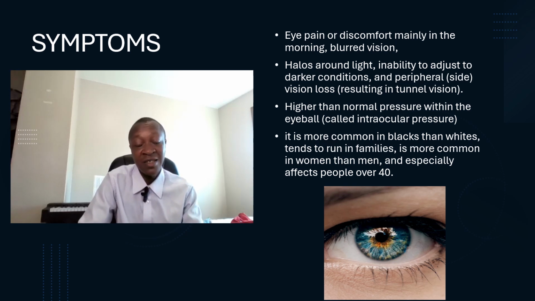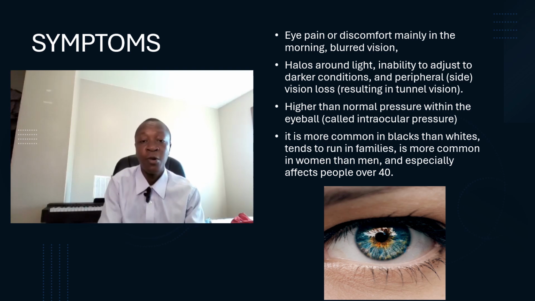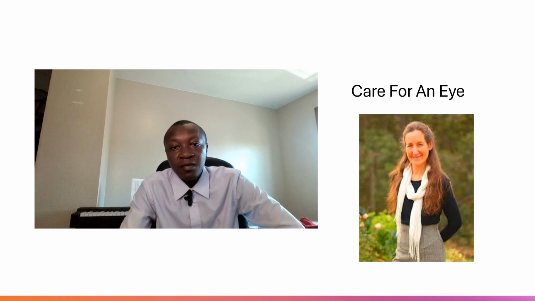These are the statistics, but we cannot really be sure because there are so many causes of glaucoma, not only that it is inherited, but there are some other causes like accidents. Also, it tends to run in families, like I said, is more common in women than men, and especially affects people who are over 40. But also, I've met people who are less than 10 years, but they have glaucoma. So you always need to take care of your eyes.